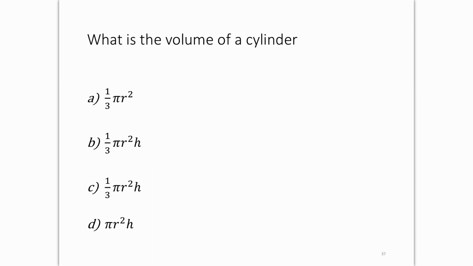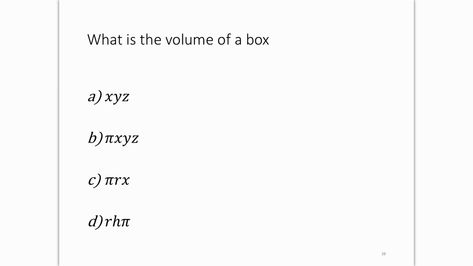How about the volume of a cylinder? Well, cylinders and cones are related. They're circles that have been pressed up a height of h, and a cylinder doesn't have the 1/3 in it. So the answer for this one is D, pi r squared h without the 1/3. What is the volume of a box? Well, a box is just length times width times height, no pi involved, so the answer would be A.